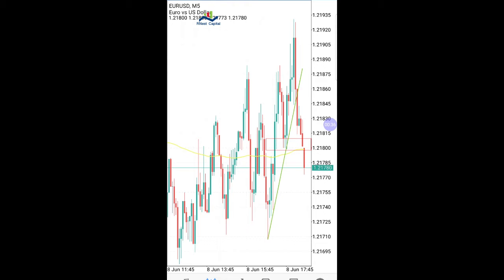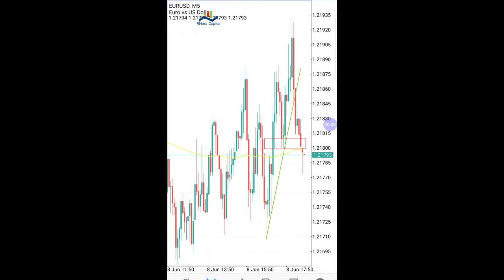All right, guys, the candle is about to close. It's about to close. All right. Even though this is a rejection candle, as long as it's still closed below our level, I'm still going to go for a short.